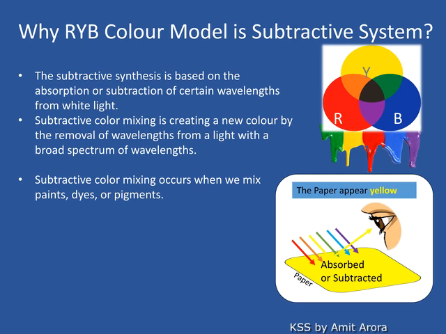Like in case of a yellow paper, all wavelengths except yellow will be absorbed by this paper and only the yellow wavelength will reach our eye. So the paper appears yellow to us.